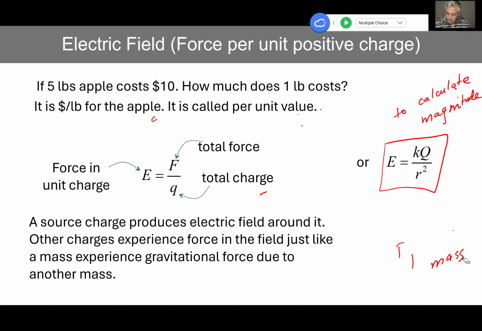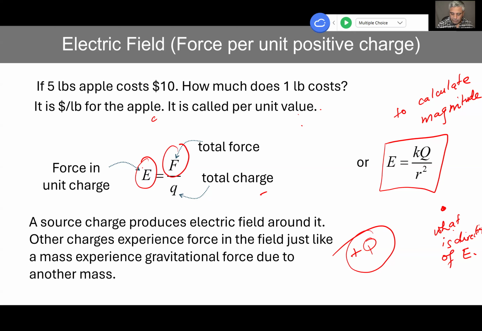How about direction? Let's suppose I have some sort of source charge here, and let's say this is a positive charge. What is the direction of E, the electric field at this point? The direction of the electric field is the same as the direction of force on a positive charge. And that's why we assume the test charge is always a positive charge.